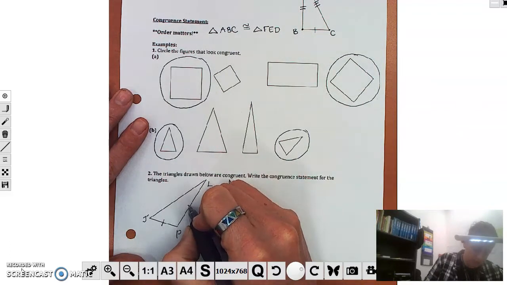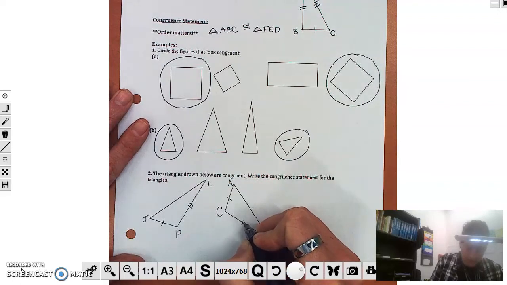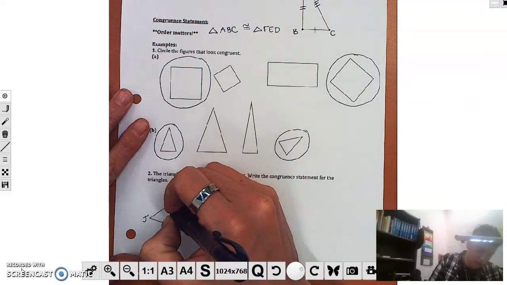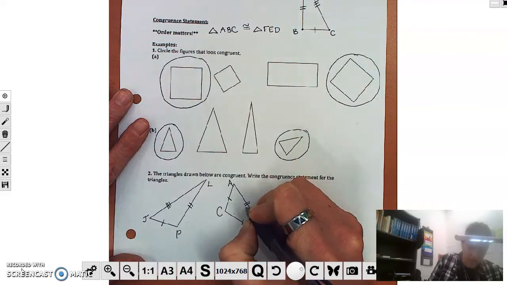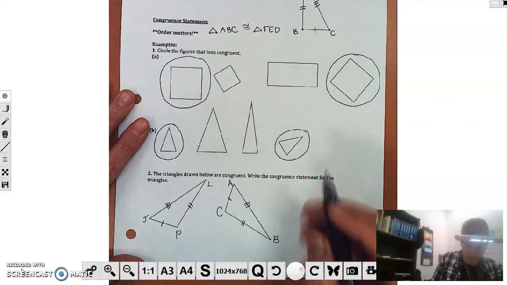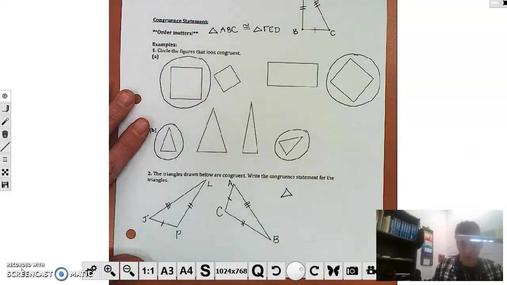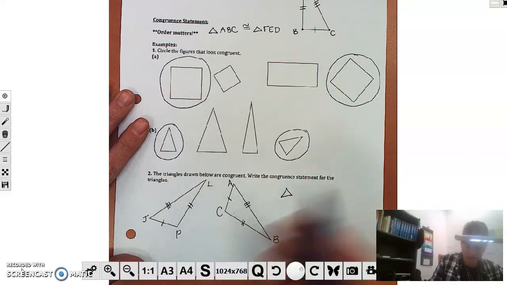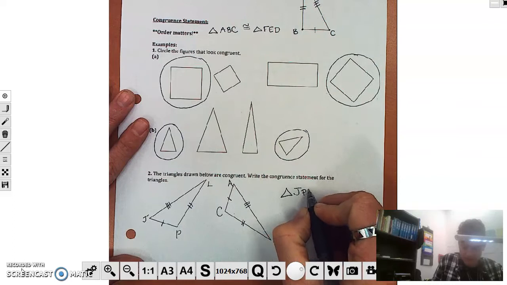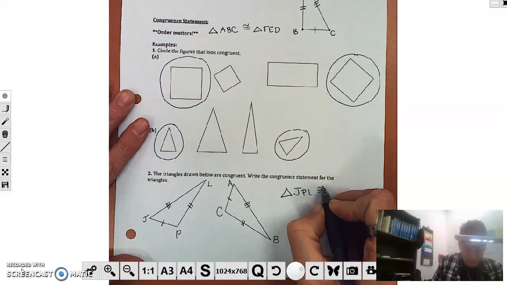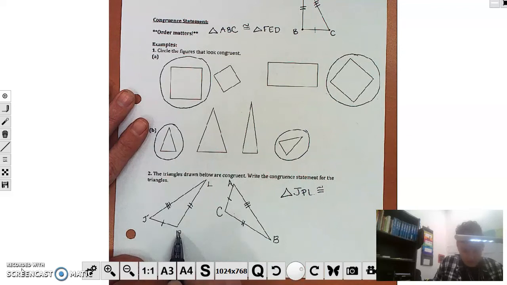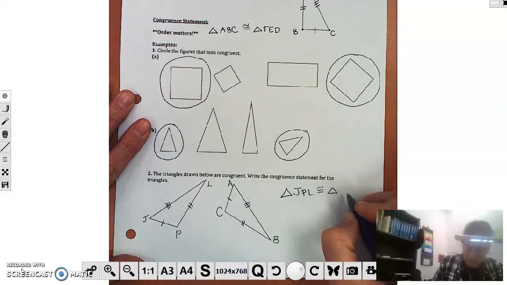PL, second shortest, is going to go with CB, which means JL and AB are going to go together. Cool. So we can write a congruence statement now. Triangle, it doesn't matter which order we go in, it just matters that the letters, the vertices, match up. So let's do JPL, triangle JPL is congruent to, so again we went from J to P, which was our shortest side, from P to L, which was our second shortest side. So shortest side AC to CB, triangle ACB.